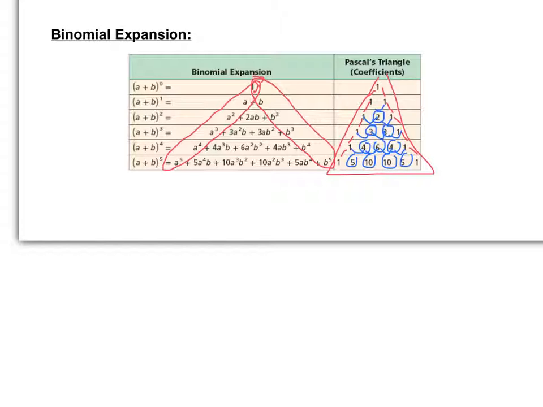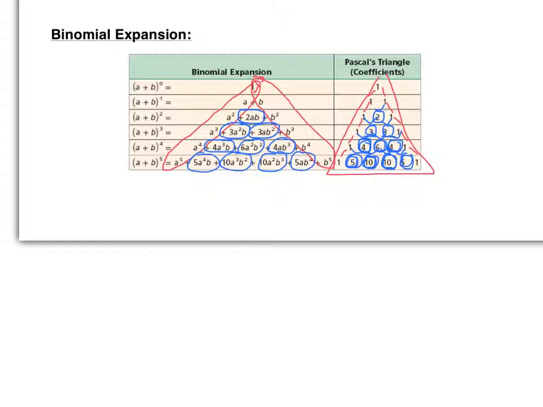In row 2, notice I have a 2 here in the middle. And then in row 3, I have a 3a squared b and a 3a squared b, which is like my 3 and 3 on the right. And then I have my 4, 6, 4, which on this side we had 4, 6, 4. And then I have 5, 10, 10, 5. Over here I have 5, 10, 10, 5. So we can just keep expanding that out depending on what our exponent is.